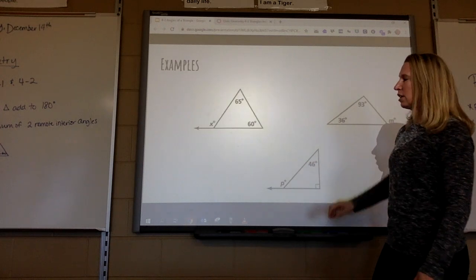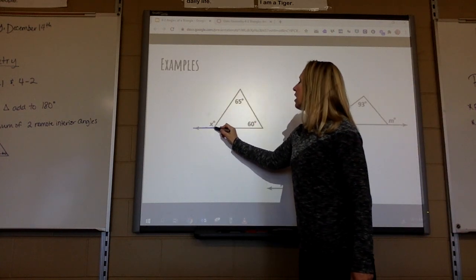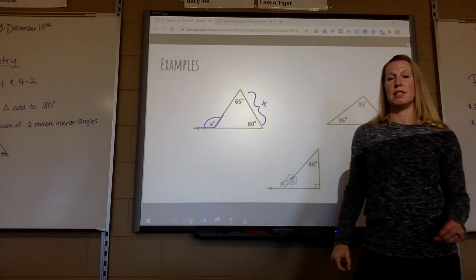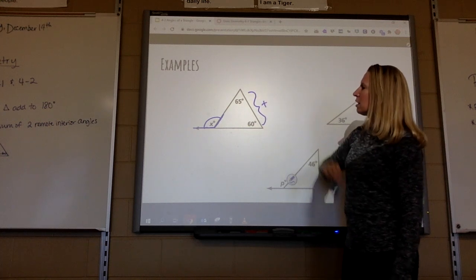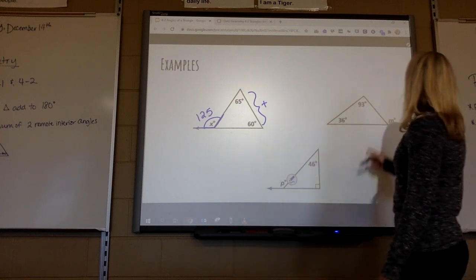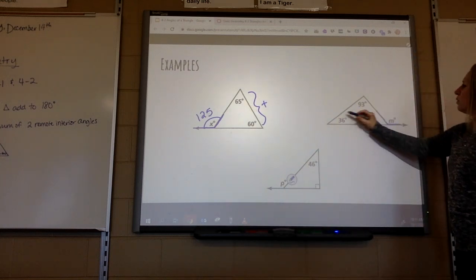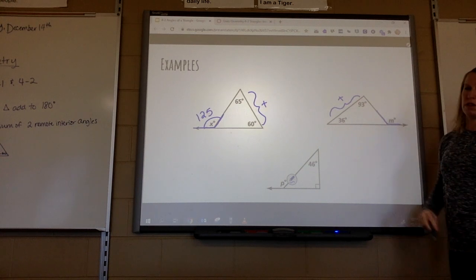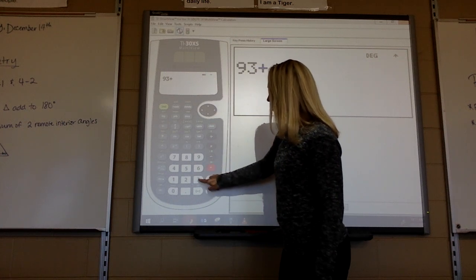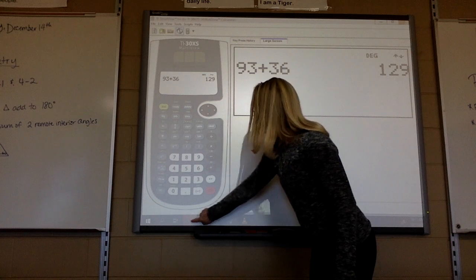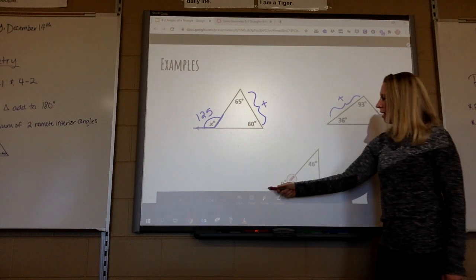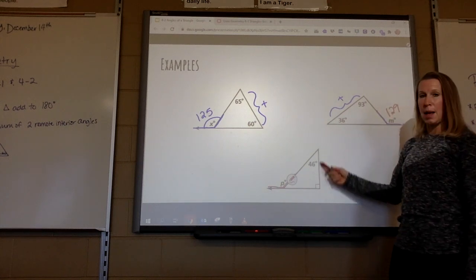Okay, so let's look at this. This exterior angle equals the sum of these two remote interior angles. So 65 plus 60 would be 125. That's that angle. Exterior angle equals the sum of those two angles. So 93 plus 36 is 129. Okay, exterior angle equals the sum of those two.